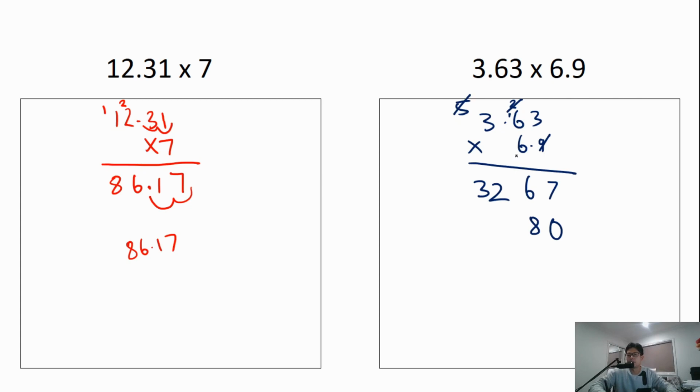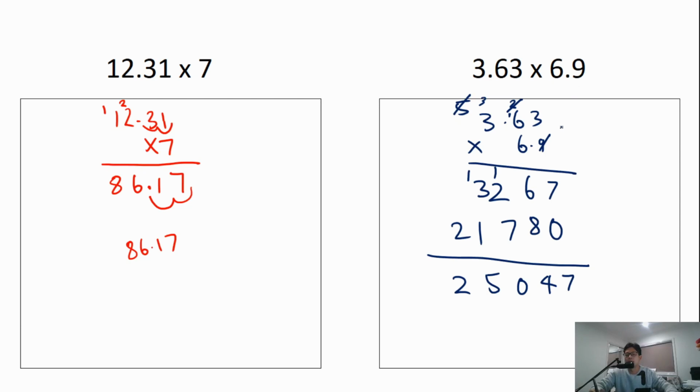6 times 6 gives us 36. Plus 1, that's 37. 6 times 3, that is 18. Plus 3, that is 21. And now we just add it like we would with any other multiplication question. 7 plus 0 is 7. 8 plus 6 gives us 14. 7 plus 2 gives us 9. Plus 1 gives us 10. Carry the 1. 3 plus 1 gives us 4. Plus another 1, that gives us 5. And 2 plus 0 gives us 2.